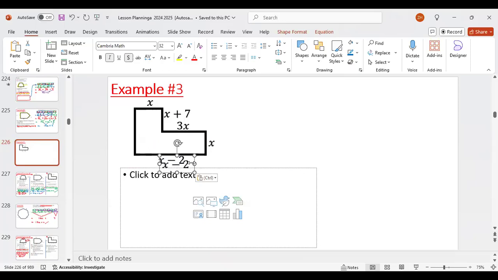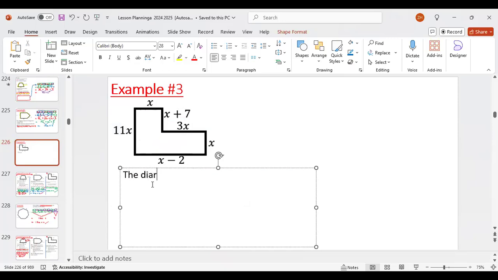And we're gonna call this one on this side 11x. All right, so let's write this down, the diagram. The diagram shows, write this down for me, please. The diagram shows Mr. Ramings. What type of field is he gonna have? What type of field do you want him to have?